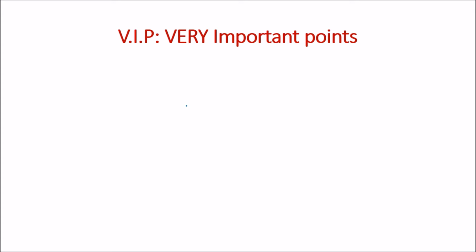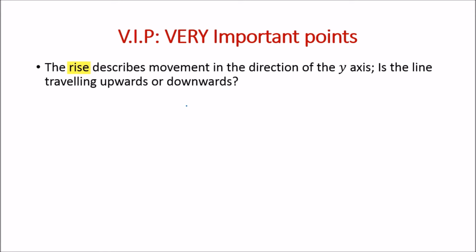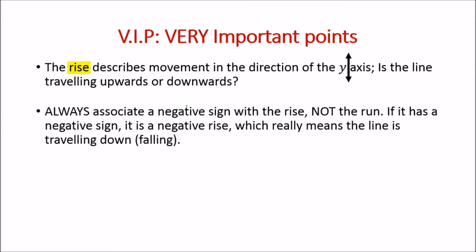Now, very important points. Firstly, the rise describes movement in the direction of the y-axis. So it's asking, is the line travelling upwards or downwards? If it's travelling up, then this will be a positive number. If it's travelling down, it will be a negative number. Always associate a negative sign with the rise, not the run. If it has a negative sign, it is a negative rise, which really means the line is travelling down or falling. Please do not associate the negative sign with the run.